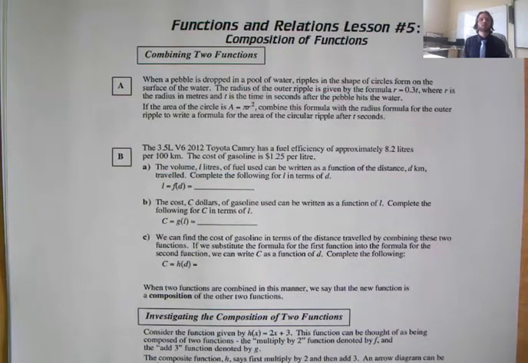Hello Math 30-1 and welcome to your 5th lesson on functions. In today's lesson, we're going to be looking at the composition of functions, which means a function of a function. It doesn't quite mean multiplication, it's putting one function into another.